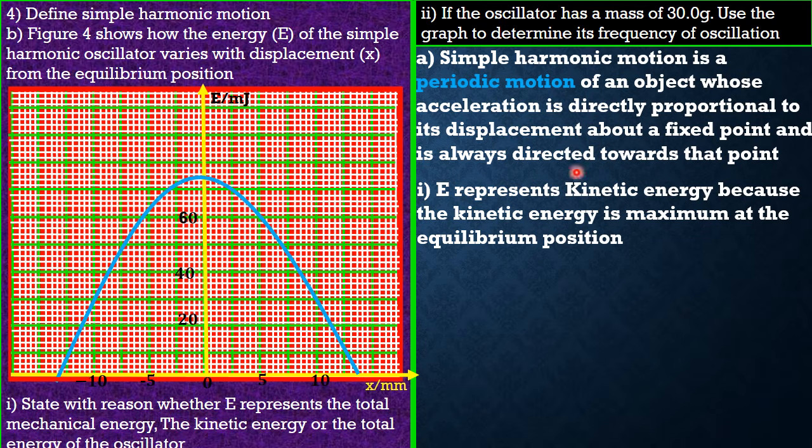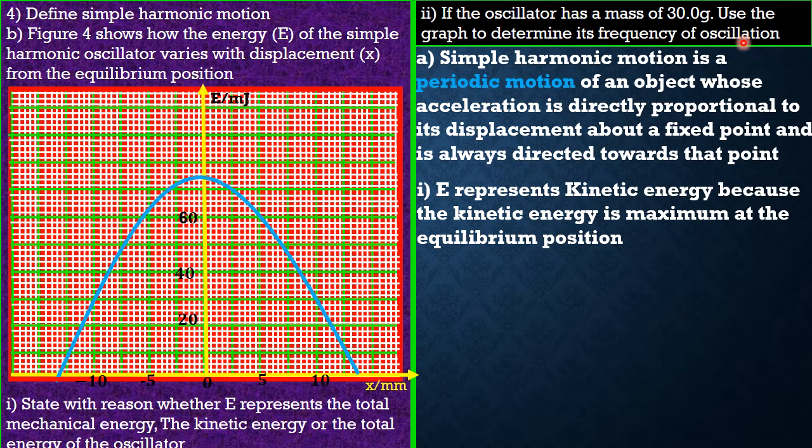So that's it. Now the question is saying that if the oscillator has a mass of 30.0 grams, you use the graph to determine its frequency of oscillation. In order to get this question, many people might get stuck at this point, friends, because maybe their physics might be limited. But you can simply use what you have to get what you want. This is what I'm talking about.